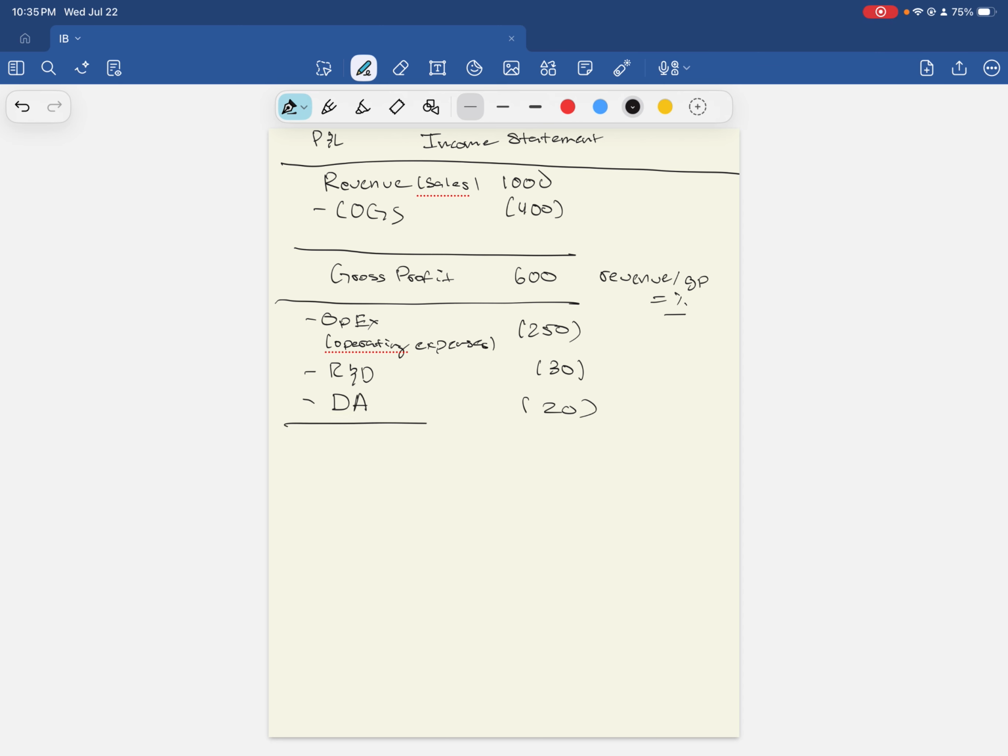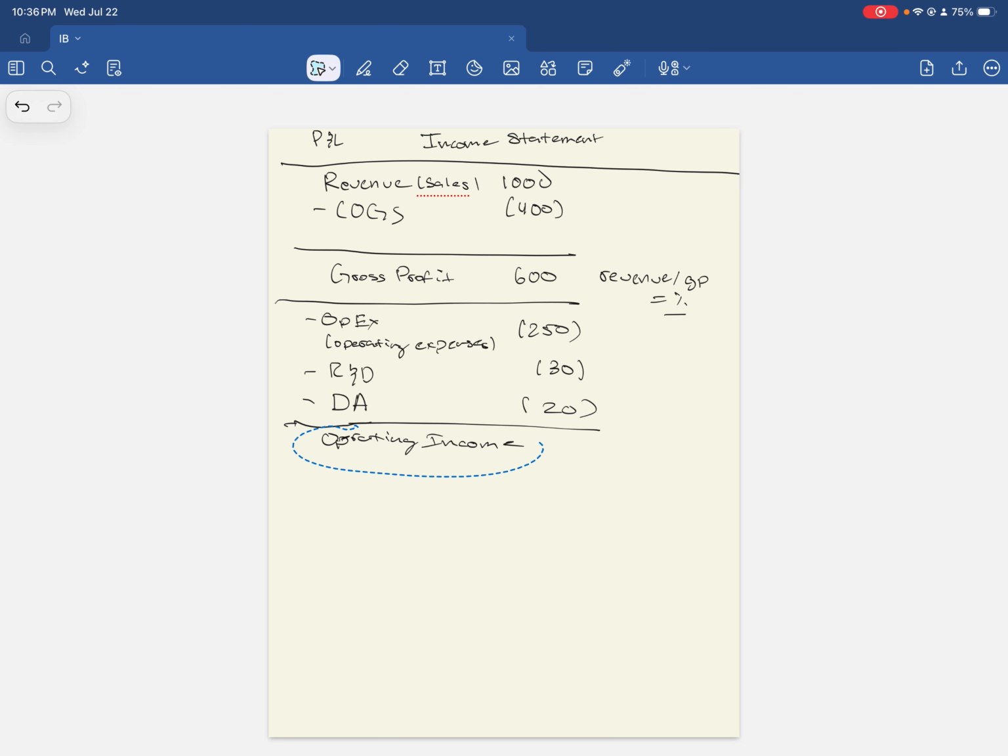And if you do all of this, you're going to end up at something known as your operating income. Operating income is otherwise known as... the eraser is too big. Okay, operating income.